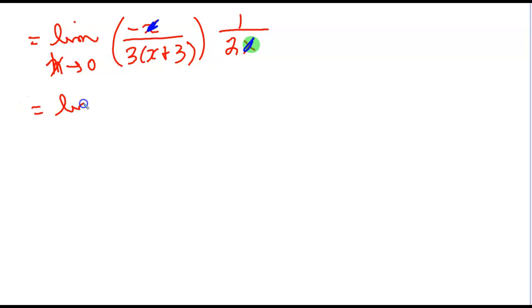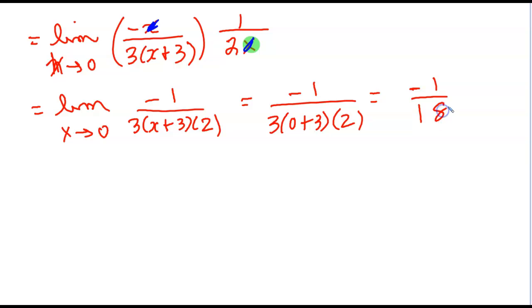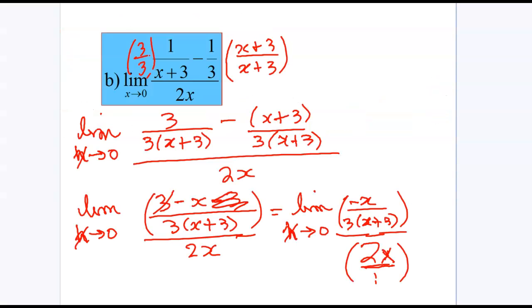I'll be left with the limit as x approaches 0 of negative 1 over 3 times x plus 3 times 2. And now I can substitute 0 in, and I'm going to get negative 1 over 3 times 0 plus 3 times 2. So this is going to be negative 1 over 18. So again, even though we had an expression at the very beginning there that was somewhat complicated, we just used our algebra skills until we could eliminate this variable of x in the denominator.